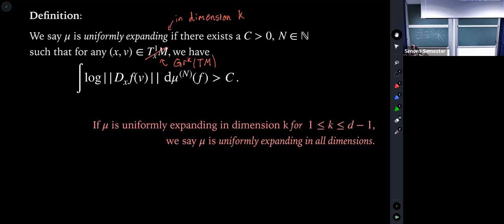You can have uniform expansion on the vectors, on the tangent space, but not on the second exterior power, or not on the two-dimensional subspaces. Because you can have this happen, we have to eliminate this problem at all levels. So we consider all dimensions when we think about uniform expansion in the theorems that I'm going to talk about next. If mu is uniformly expanding for all dimensions between 1 and d minus 1, then we call it uniformly expanding in all dimensions, which is pretty obvious.